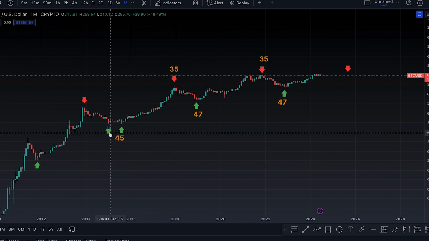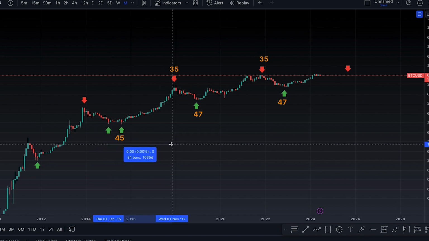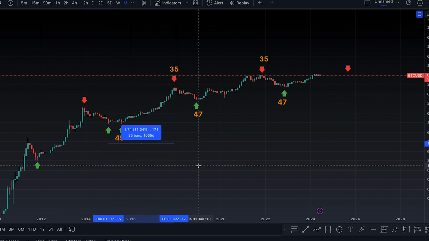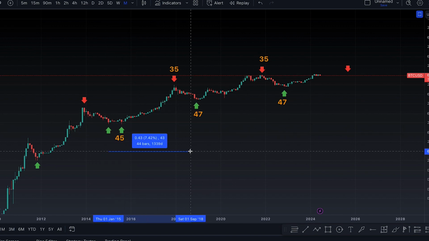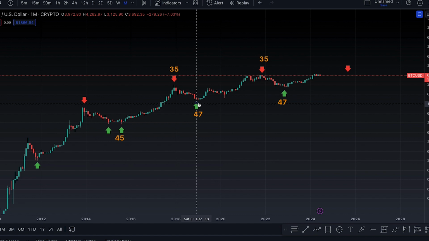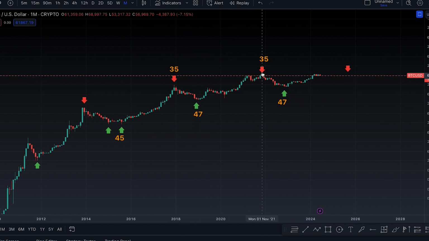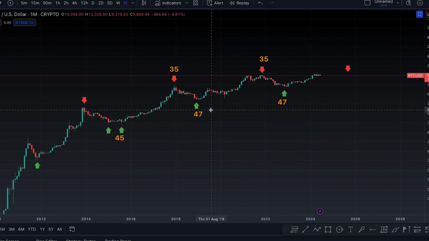Okay. Now this was also a bottom, and he started to notice that the tops began to come about 35 months away from the bottoms. So from here to here, 35. Again, now he's noticing, all right, from this bottom to here, 47. And so on and so forth. Another 35 to the double top here in 2021. And then 47 bars to the bottom from the last Bitcoin bottom.